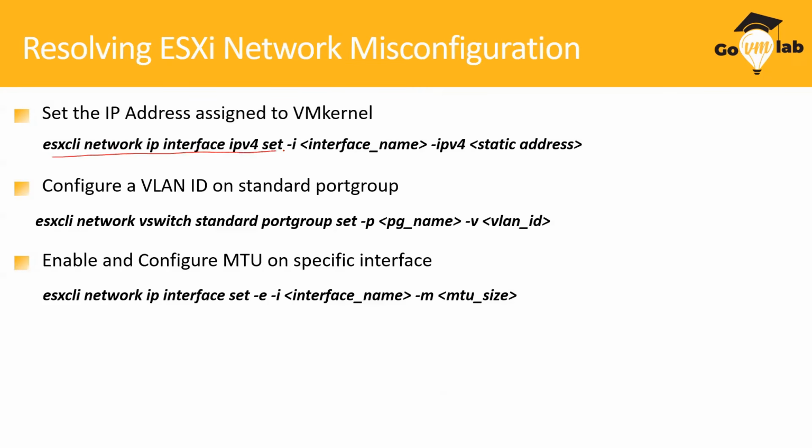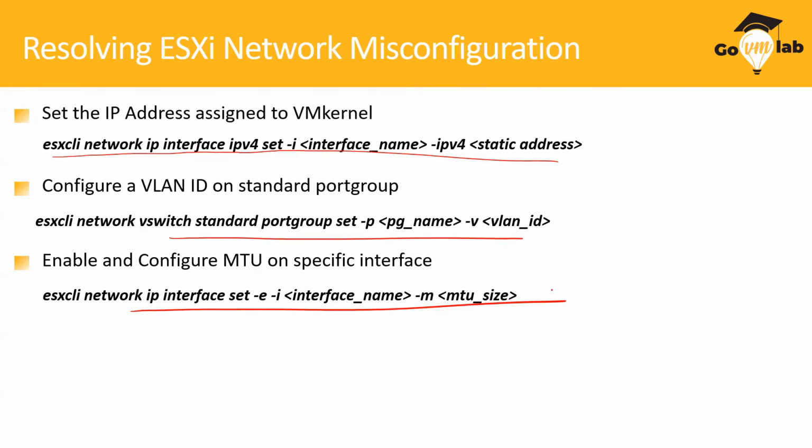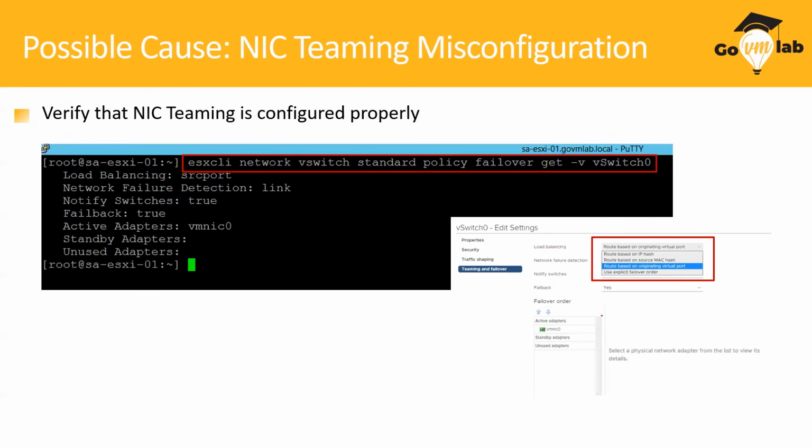esxcli network ip interface. If you want to configure the IP address from the CLI, not from the UI, so if you want to assign the IP address, create a port group, or change the MTU on a specific interface, you can definitely do it from the UI, and I would say it is the easiest way of doing it. But if you really want to explore the CLI as well, then you can do all this configuration from the CLI too.